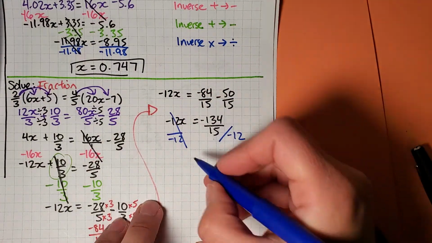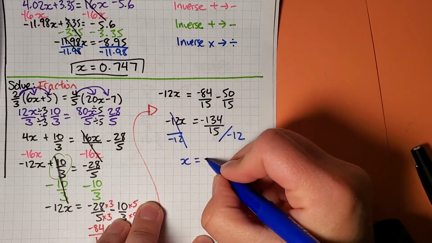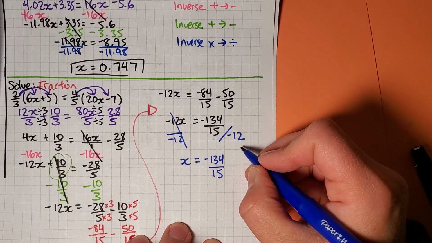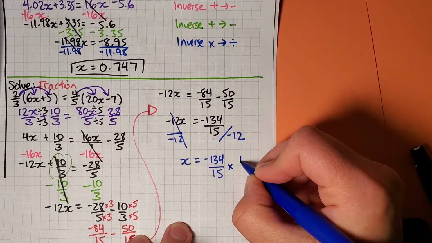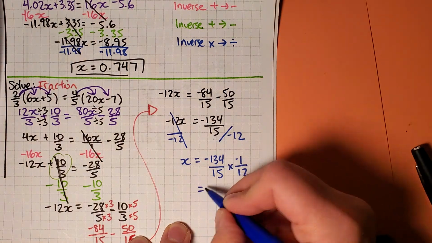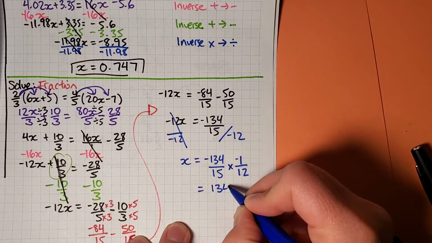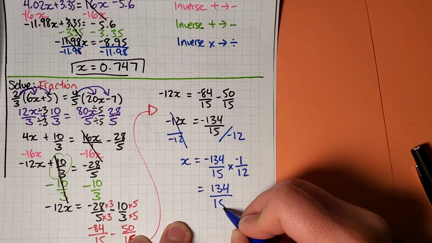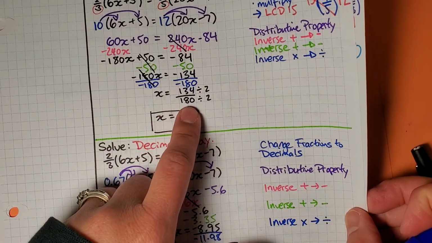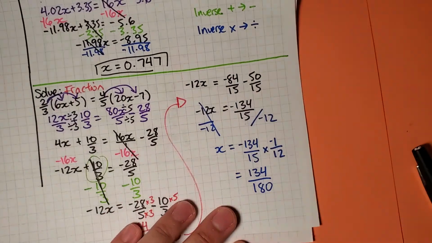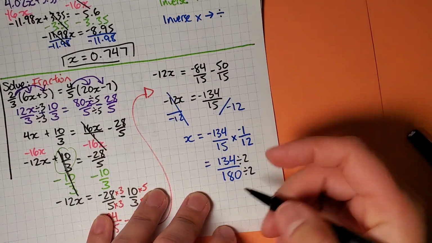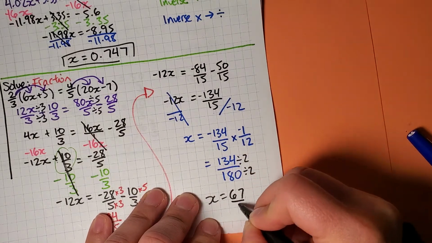Those cancel out. I'm going to be left with x equals negative 134 over 15 divided by negative 12, which is the same as multiplying by 1 over 12. Make sure you keep that negative. Now I can multiply it. Negative times a negative, positive 134. 15 times 12, 180. Huh, that looks familiar. 134 over 180. Reduce that fraction. Divide the top and the bottom by 2. And I'm going to get the same fraction as above. X equals 67 over 90.